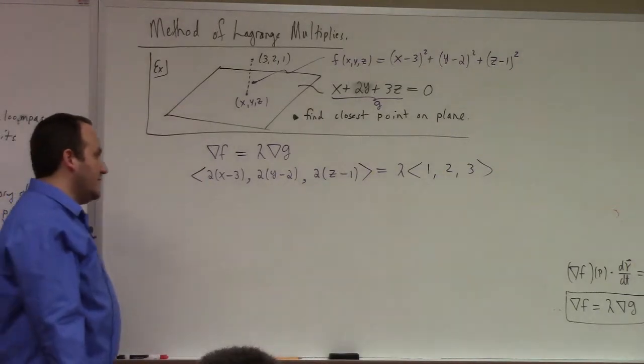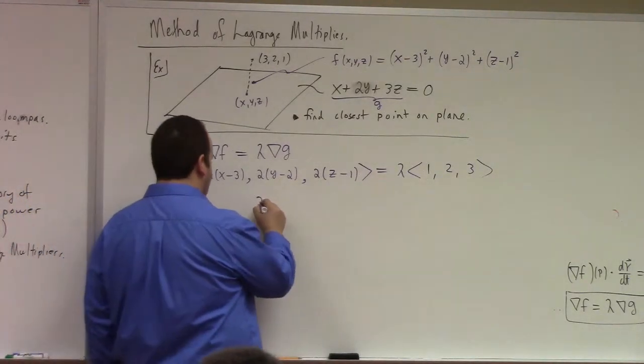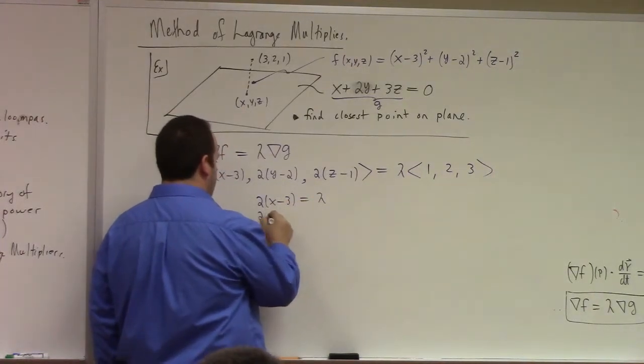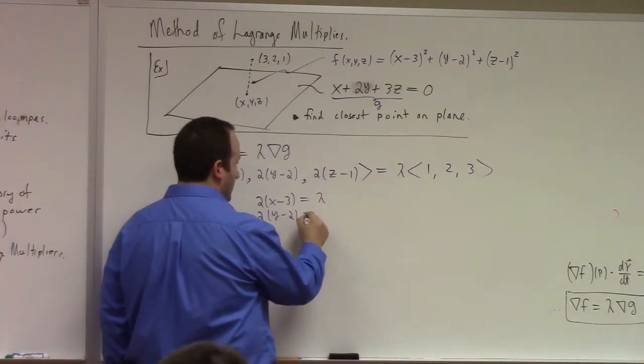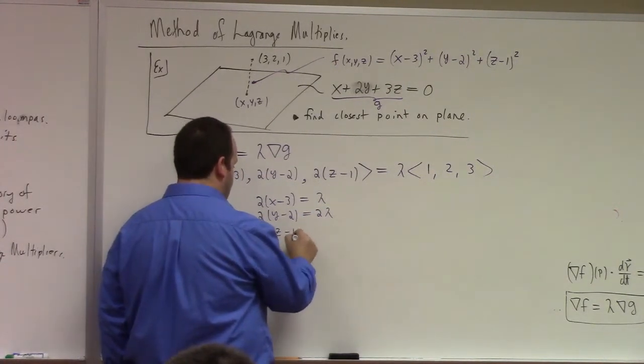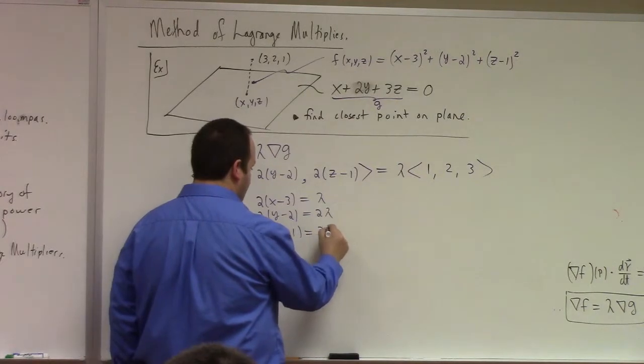So what are the Lagrange multiplier equations? I've got to solve 2 times x minus 3 equals lambda. 2 times y minus 2 is equal to 2 lambda. 2 times z minus 1 is equal to 3 lambda.